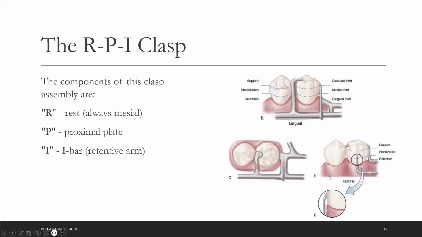This is the RPI clasp. R is for rest, always mesial. We can see it from the lingual side, from the occlusal side, and from the buccal side. Then the proximal plate, and the I bar.